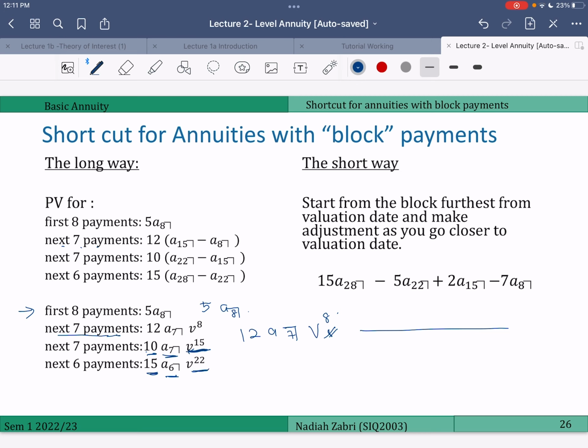Okay, so this is the long way. This is the deferred annuity way. Okay, there is another way. This is already applying the simpler way, the shortcut for block payments. Okay, let me show you the first one.